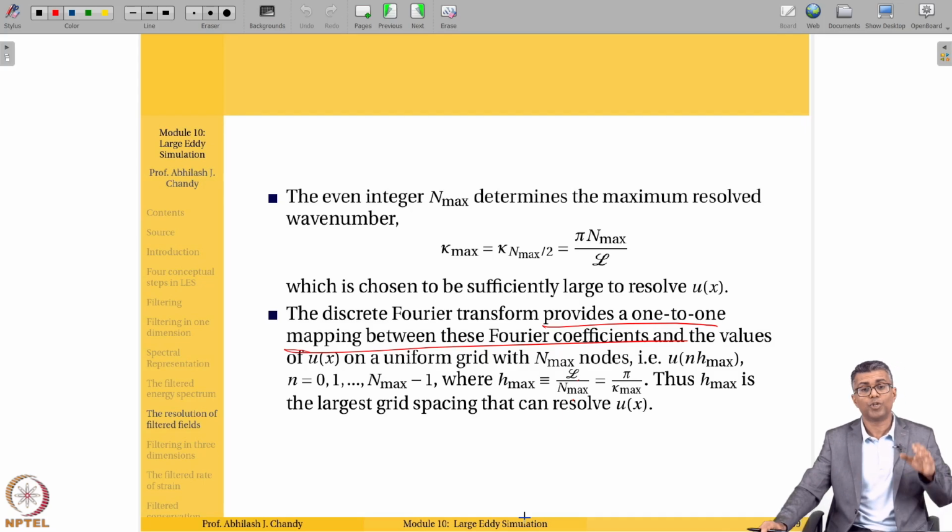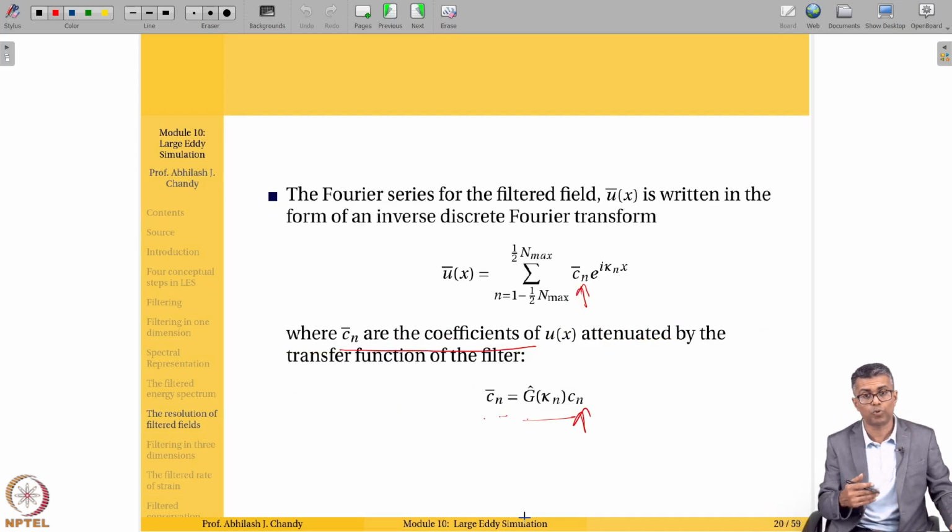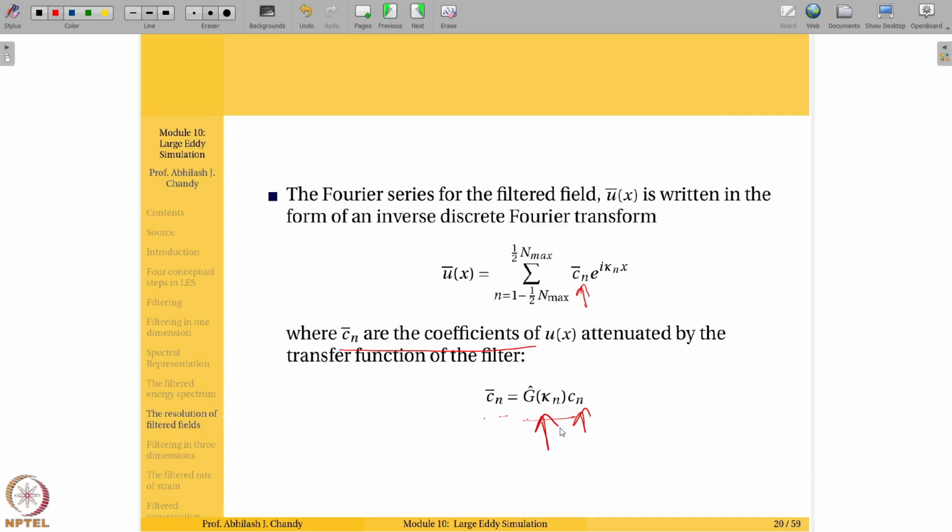You apply the same concept now to LES, and then what you have is u bar equal to Cn bar times e to the i kappa n x, but Cn bar is basically the transfer function multiplied by Cn, because a filter has been applied. So now, depending on what filter we have here, we will see what Cn bar is, and that we will see in the next class. For the purposes of discussion, we'll be choosing a sharp spectral filter in order to discuss this further. So I hope this is clear.